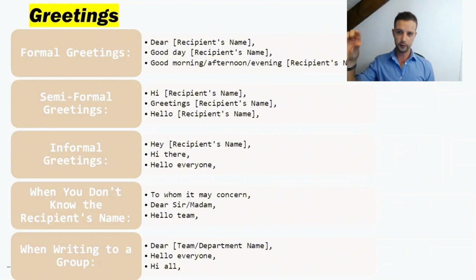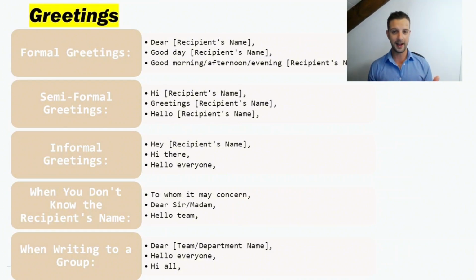So the greeting is the first part of the email, like we saw from the beginning, and I've separated them here into formal greetings, semi-formal greetings, informal greetings, greetings when you don't know the recipient's name, and greetings when you're writing to a group of people with multiple recipients. The formal greetings I have here are dear plus the person's name, good day, or good morning, afternoon, or evening. I usually use the last one, good morning, good afternoon, or good evening.